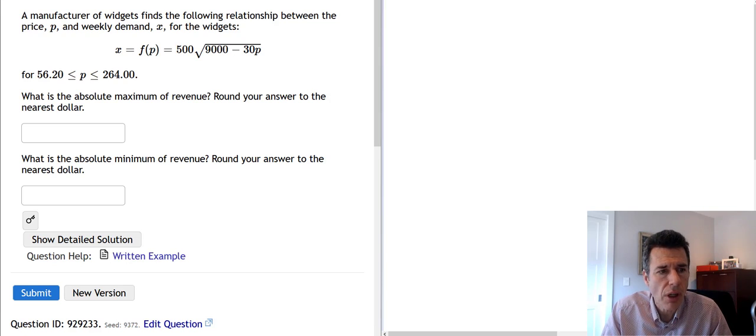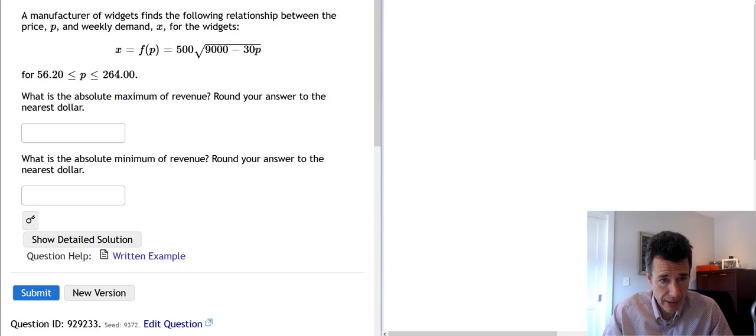Okay, we're going to solve the following problem. A manufacturer of widgets finds the following relationship between the price and the weekly demand for the widgets. So this is x equals f of p equals 500 times the square root of 9,000 minus 30p for prices between 56.2 and 264. The goal of the problem is to find the absolute maximum and absolute minimum of revenue.